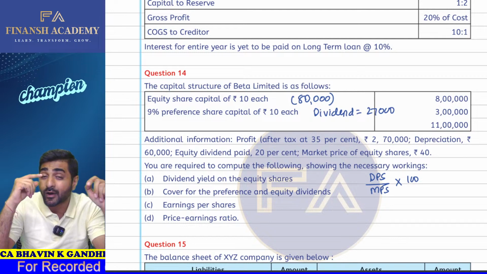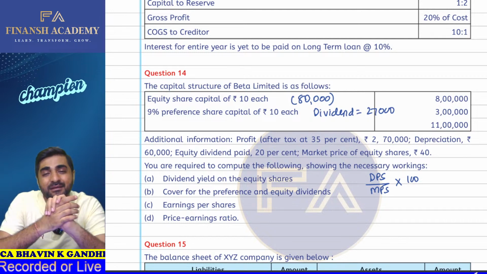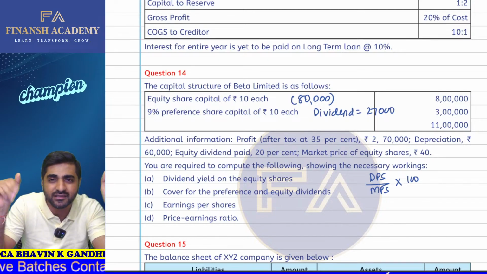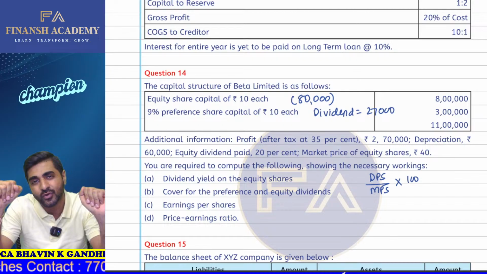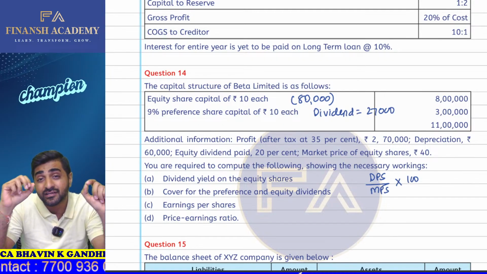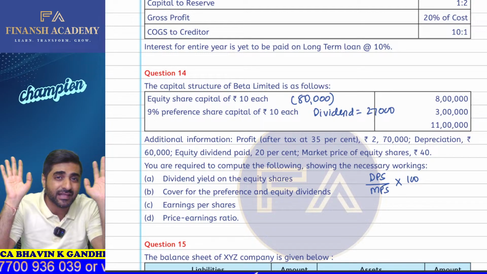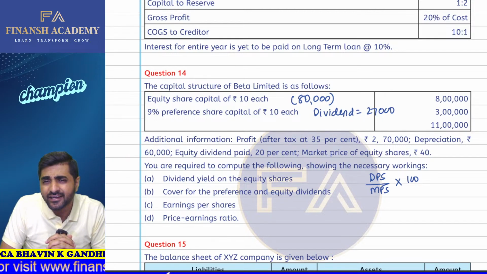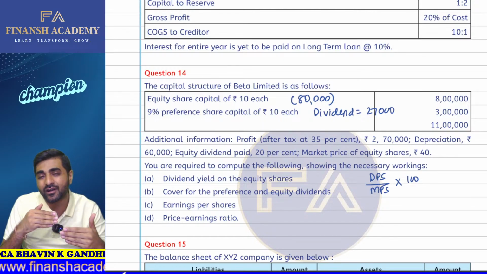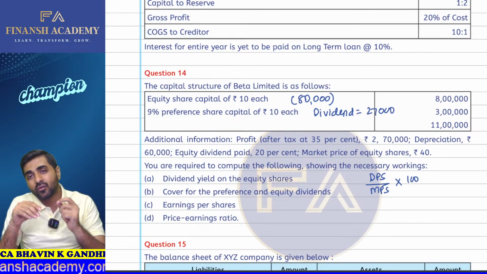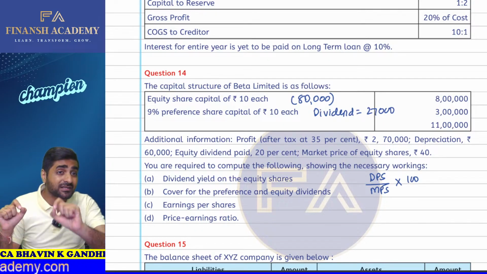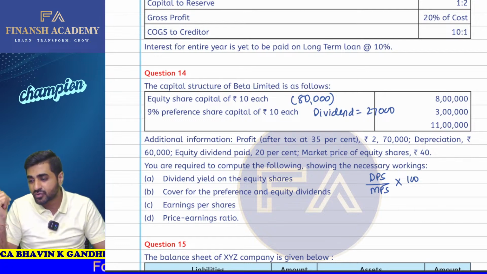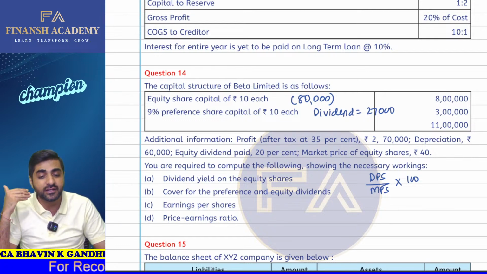Then we are required to calculate earning per share. We have discussed what earning per share is: the profits available for equity shareholders divided by the number of equity shares. The PE ratio is nothing but MPS divided by EPS. If you recollect, the PE ratio indicates the willingness of an equity shareholder to pay for earning 1 rupee of EPS. So how much is he willing to pay? That's why we have the price earning ratio, where we take MPS upon EPS.